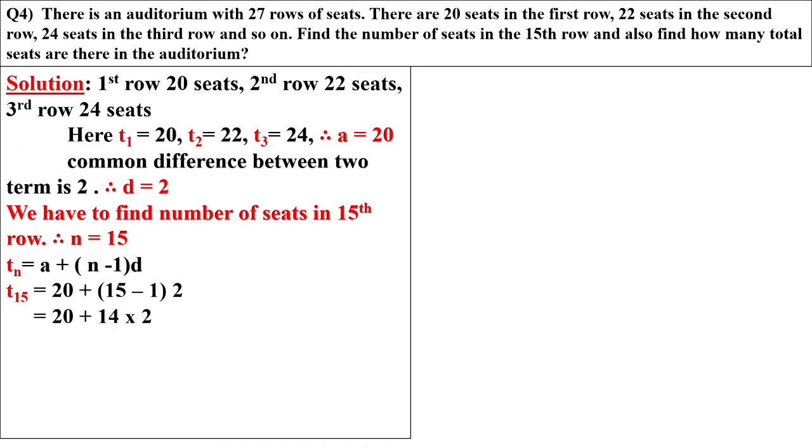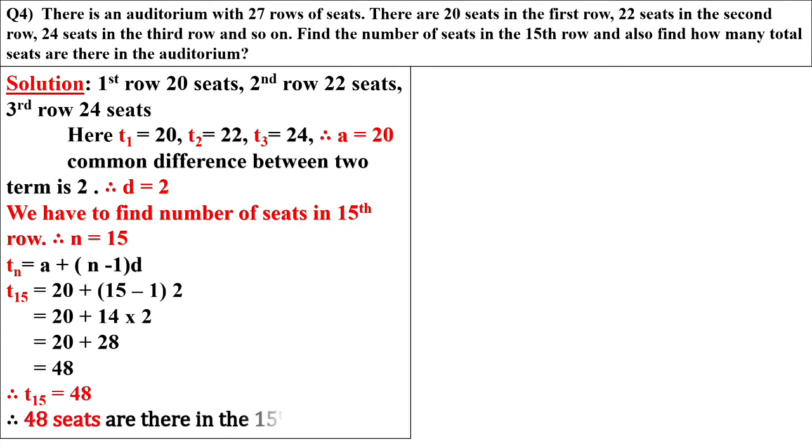First of all we will solve the bracket. 15 minus 1 we get 14. So 20 plus 14 into 2. 14 times 2 is 28. 20 plus 28, here we get 48. So T15 is 48. It means that in the 15th row we have 48 seats.